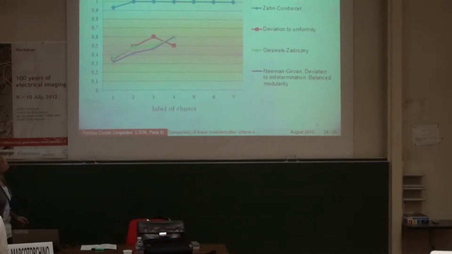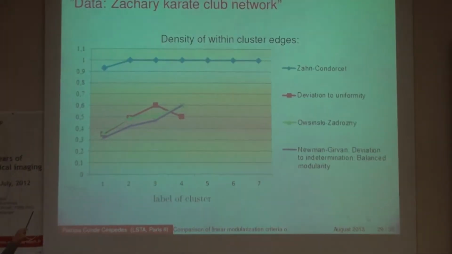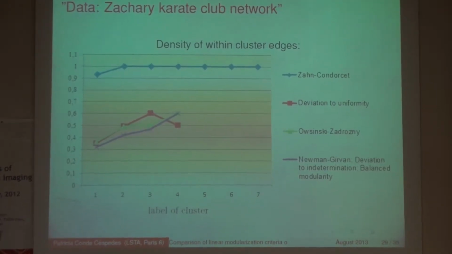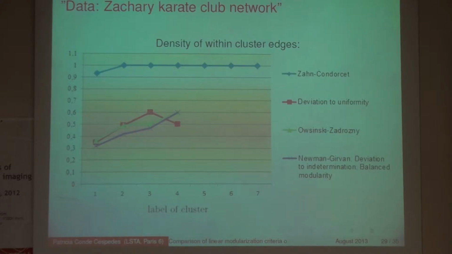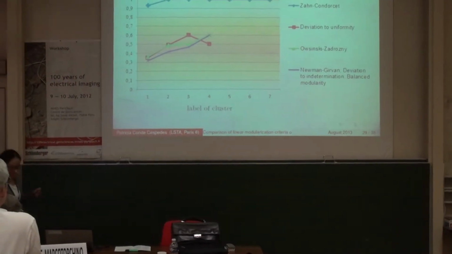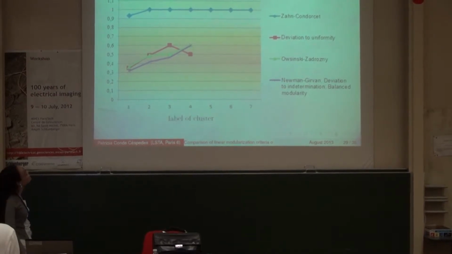And here we have a graph of the density of within cluster edges for the 6 criteria. And we can see how the density of within cluster edges for some conductor is very high. Here, for this example, it's more than 0.9. Whereas the others are nearly the same. And here we have the density of within cluster edges of the whole graph.